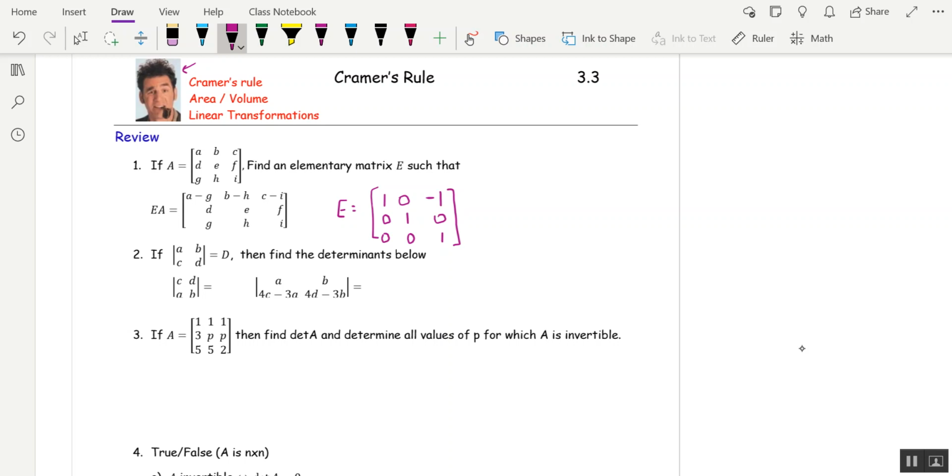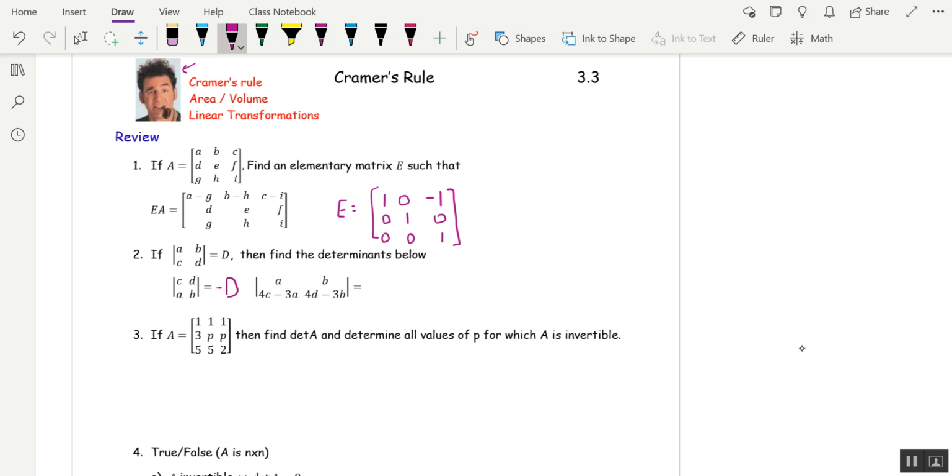Okay, let's suppose that the determinant of the matrix [A B; C D] is D. We want to find these two determinants. The first one's very simple. It's just a straight up swapping of two rows. So that's going to be minus D. That will introduce a minus sign. The next one, we need to go a little slower.